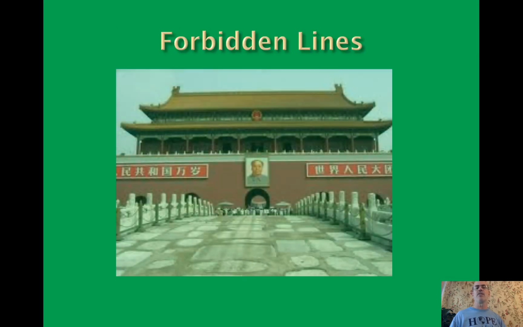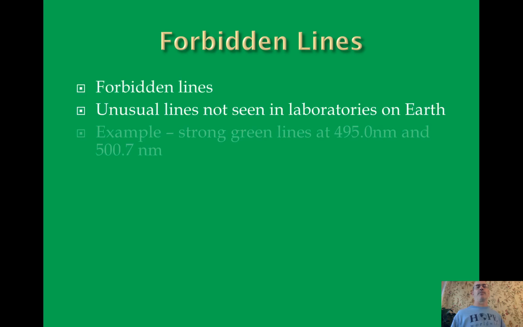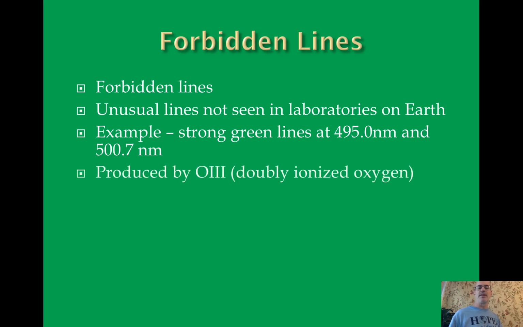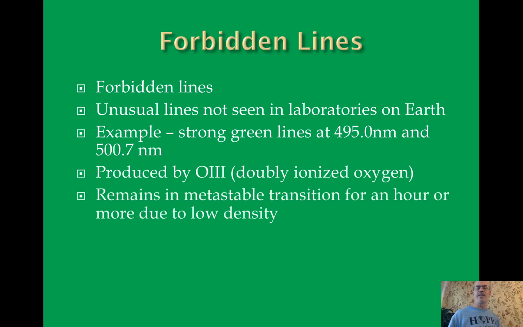There's also something called forbidden lines. Forbidden lines are basically transitions that we never really see in laboratories on Earth. For example, we see strong green lines at 495 nanometers and 500.7 nanometers. We've never seen these kinds of lines in laboratories on Earth, and these are produced by doubly ionized oxygen.